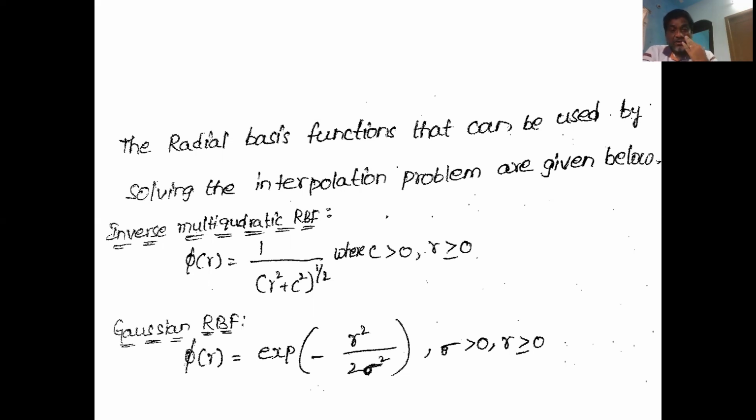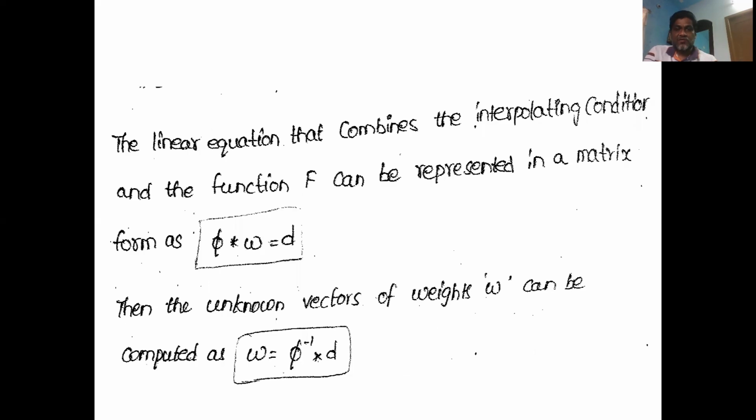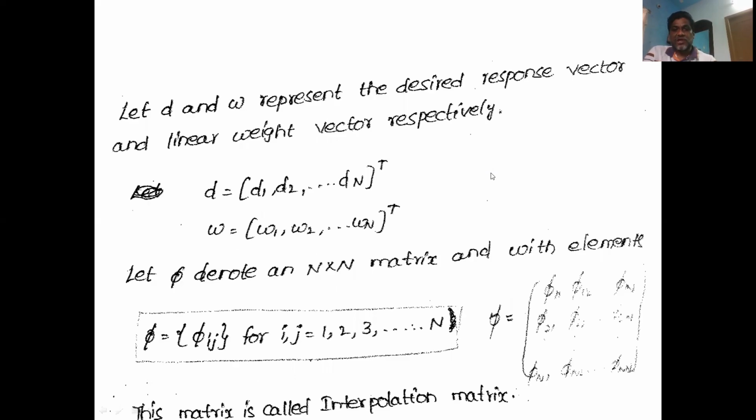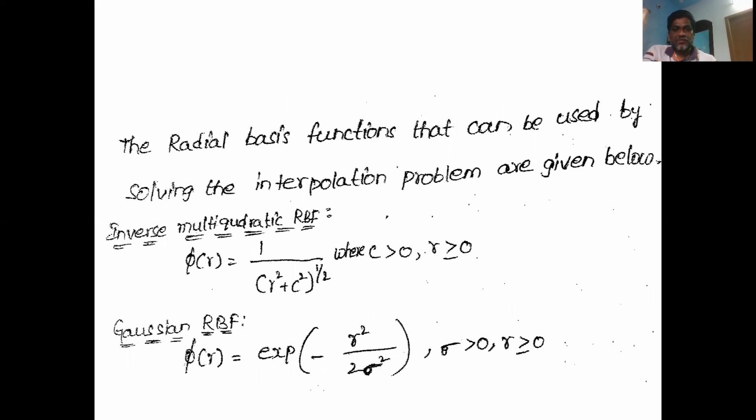Now let us see what are the possible radial basis functions that can be used when solving the interpolation problem. We have already seen one example, the radial basis function phi of norm x minus xi. This is a simple radial basis function we can use, and along with that there are a few more variants of radial basis functions that can be used for mapping your low dimensional input space into a high dimensional space.